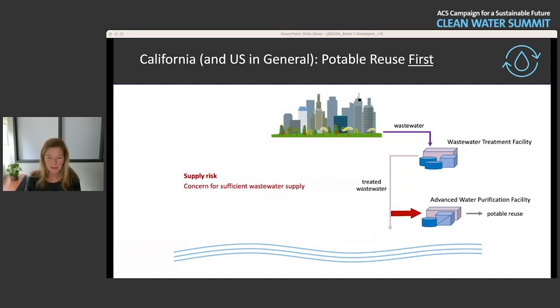But with this, we've invested quite a bit in these advanced water purification facilities or potable reuse facilities, and we're depending on a strong supply of treated wastewater. But with this investment and concern for stranded assets, we want to make sure that there's sufficient wastewater supply. So next slide.